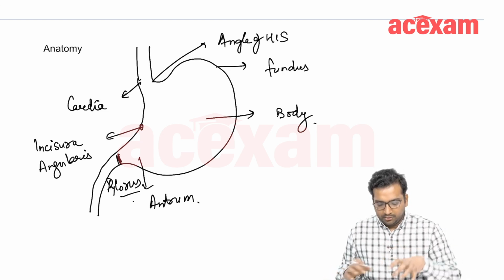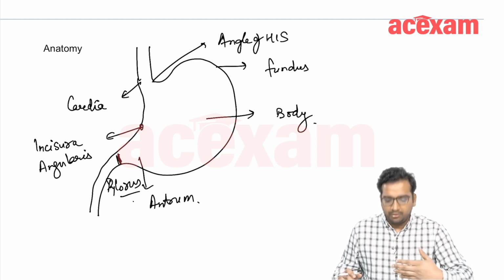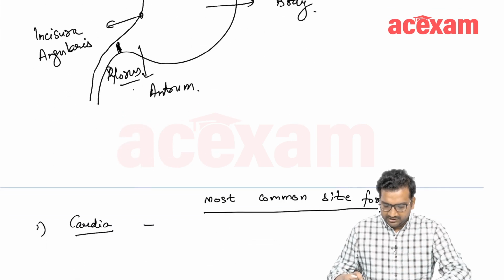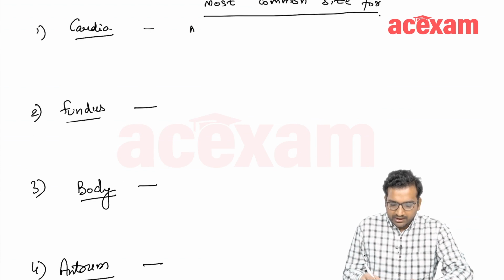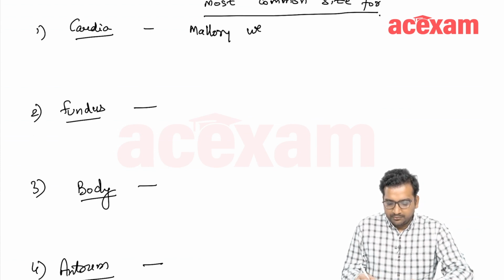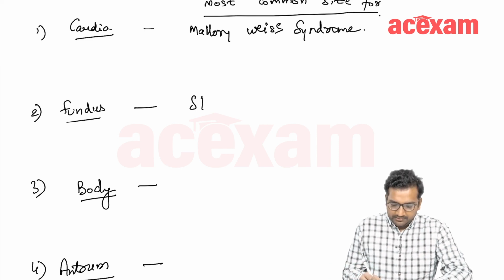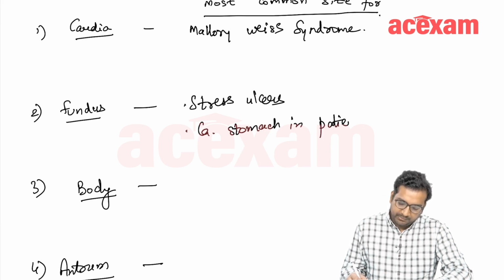Now, in all of these structures, they are having some different disorders which are more common in particular region of the stomach. Okay. So now these are very commonly asked questions. Like cardia is the most common site for Mallory-Weiss syndrome. Okay. Then gastric fundus is the most common site for stress ulcers and carcinoma stomach in patients with pernicious anemia.